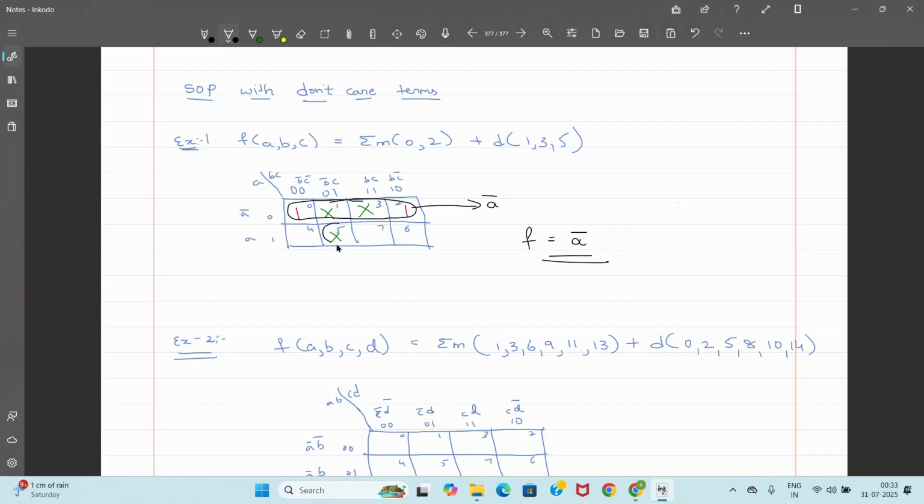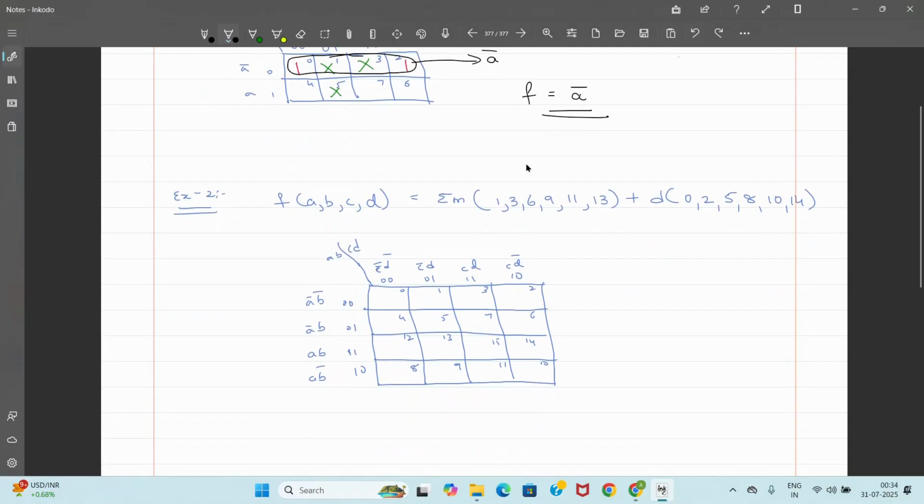Now please don't make a single and write the equation for this. This is not required. Your aim is only to cover the ones in the question. Even if there is some X left out, you forget about that. Use the X only if it is required. Only if it helps you get a bigger group, you use it. Otherwise, you forget about that X. But make sure that all the ones are covered. Okay, so this is the 3 variable example with don't care.